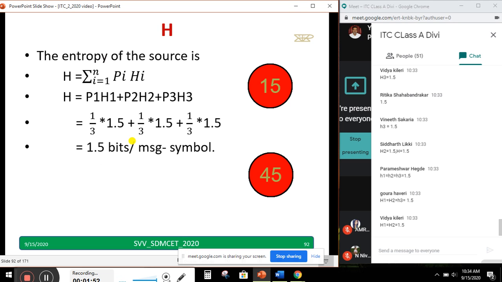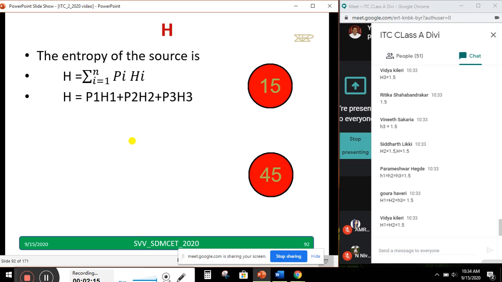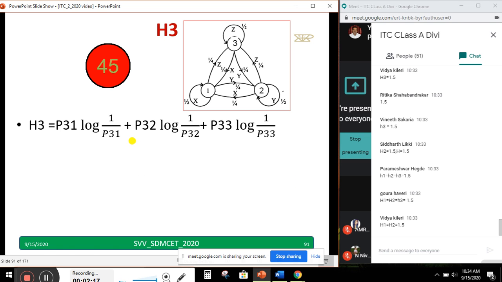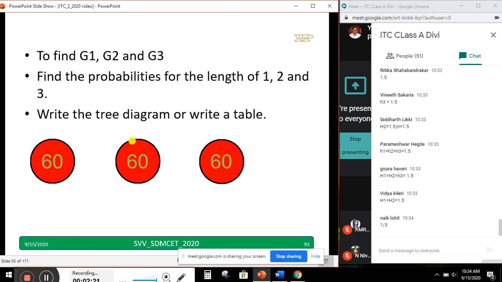Now we'll discuss G1, G2 and G3. And I also told you to find the probabilities for lengths 1, 2 and 3. If you have done, well and good. Anybody can type if you have done the probability for length 1 at least. Probability of A, probability of B, probability of C, or whichever symbols are there in this particular example. I think we have X, Y, Z. Probability of X, probability of Y, probability of Z, you can type it.